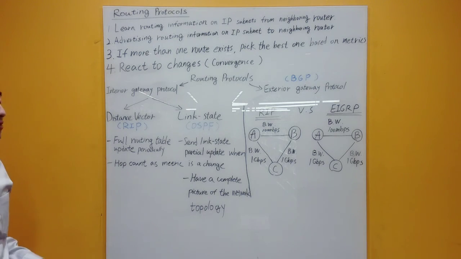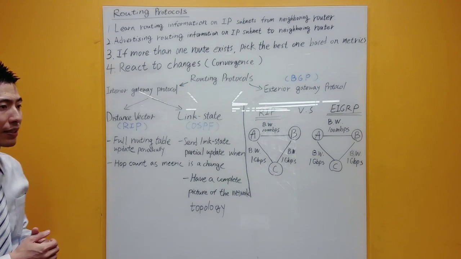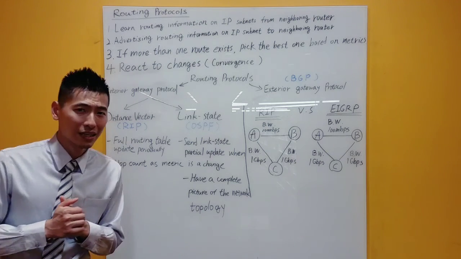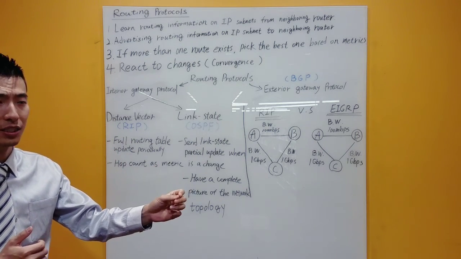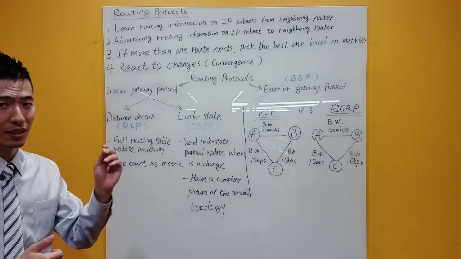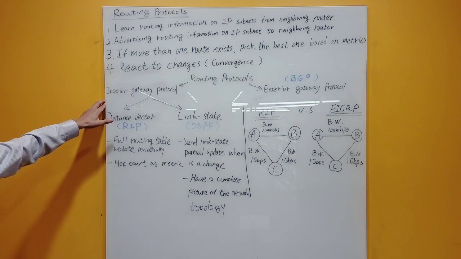And number 3, if more than one route exists to the same subnet, then the routing protocol needs to decide which one is the best route. And they usually use something called metrics to measure it. And number 4, routing protocols help routers react to changes, like if there's a change in the topology, like a route becomes unavailable, how fast can the routers learn about this unavailable route? That's called convergence.